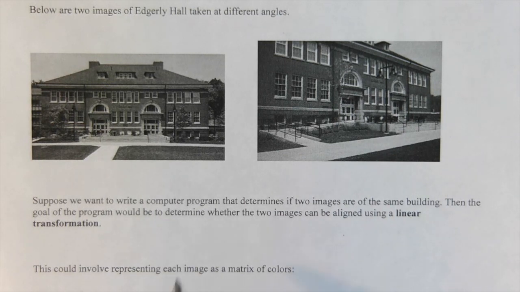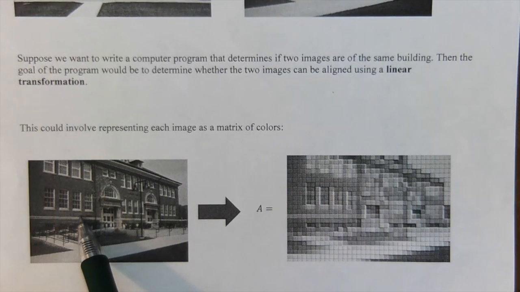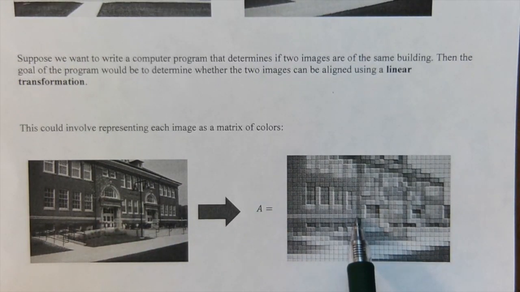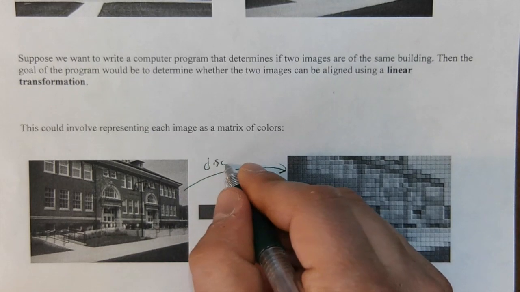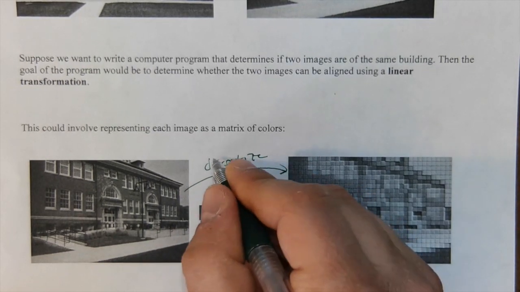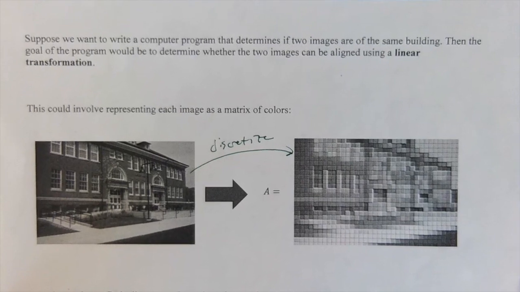So let's say we want to write a computer program that determines if the two images are of the same building. Then the goal of the program would be to determine whether the two images can be aligned using some linear transformation. Hypothetically speaking, we would take each image and make it into a matrix. We call that, going from here to here, discretizing it. And that's a very common thing with image processing.